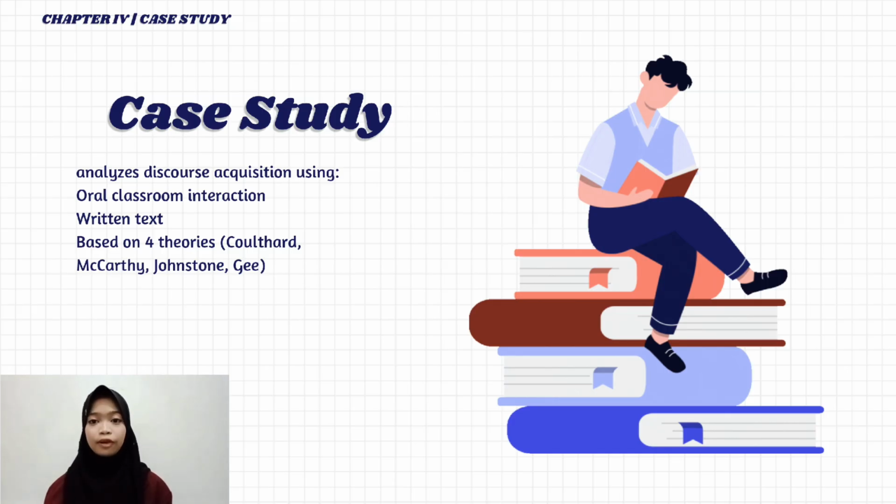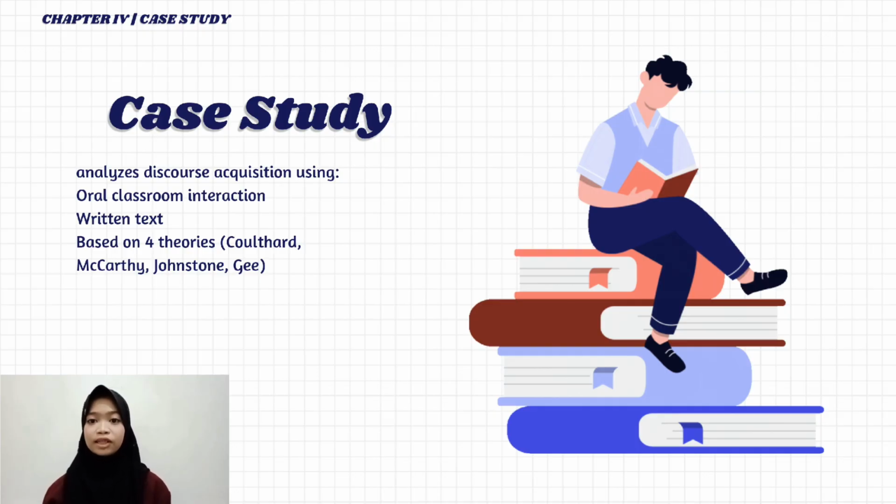Alright, now we move to chapter 4, which is the case study. In this chapter, the focus is an in-depth analysis of how discourse acquisition actually happens in learning. And this analysis is based on two types of data. The first is oral classroom interaction and the second is students' written text. And both types of data are analyzed using four main perspectives from the theories discussed before.